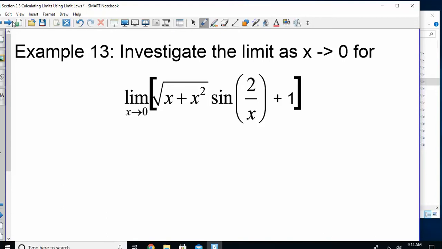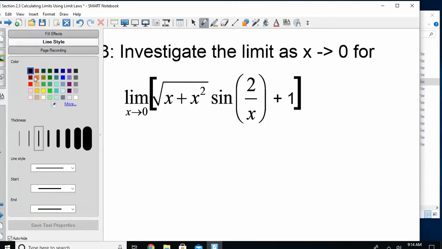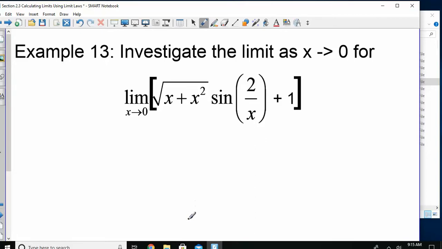This one is pretty ugly. Do you want to do it? Let's go ahead. Last example. Where do we start? Yeah, start with the sine. Sine is between -1 and 1. Next step, what am I going to do? Change our angle to 2 over x to match the problem.